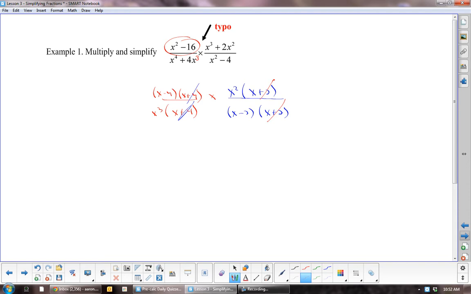We've got an x squared here and an x cubed here. So this is x times x, and this is x times x times x. So we'll cancel 2 there and we'll cancel 2 there, leaving me with an x on the bottom. So what's left is x minus 4 over x times x minus 2.